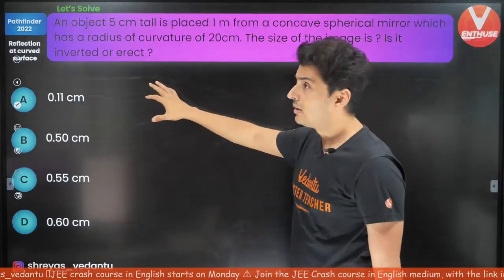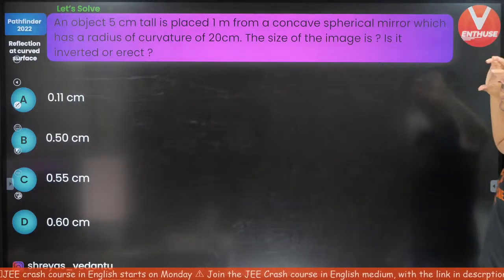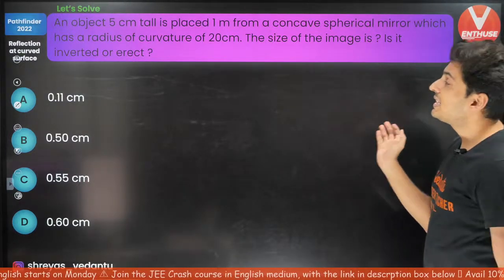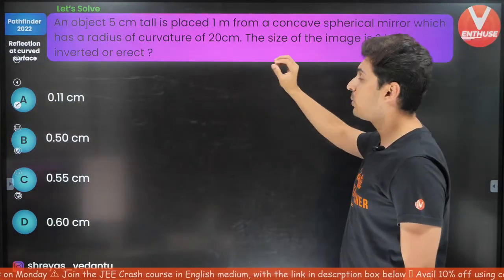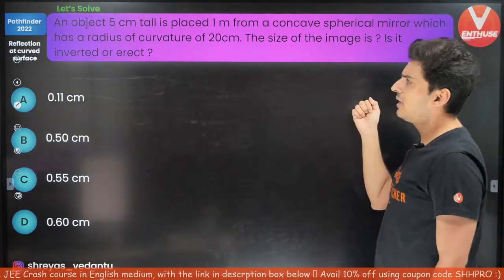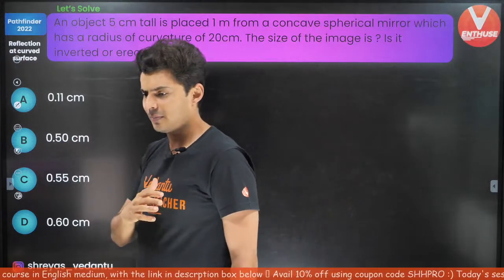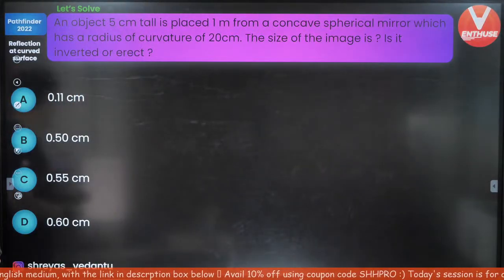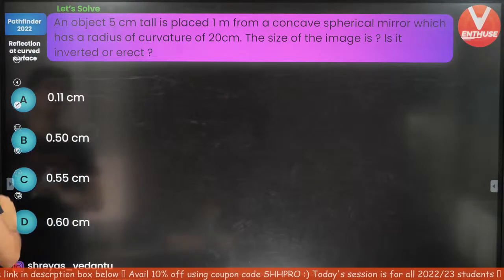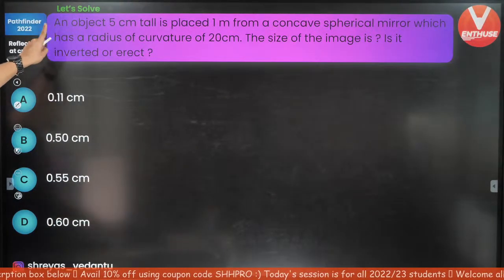There is an object 5 centimeters tall. It is placed 1 meter in front of the concave spherical mirror, which has a radius of curvature 20 centimeter. The size of the image is how much? Is it inverted? Is it erect? What do you think? Okay, let's try and solve this. Come on, my warriors. Okay, so let's start solving this question. So first of all, think: object height is given.